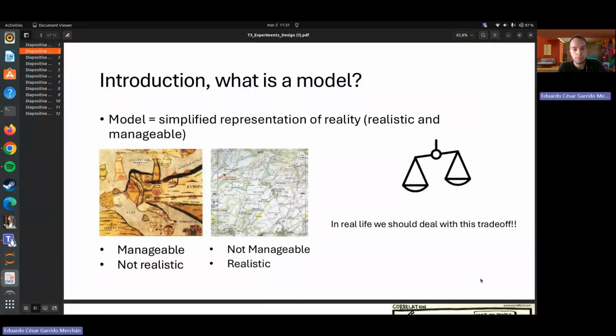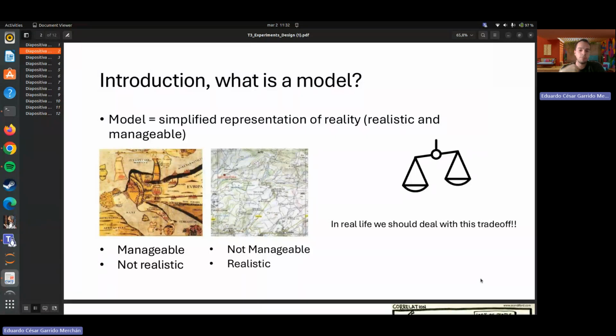Well, we are surrounded by models in real life. There are models everywhere. There is in fact a quote that says that all models are wrong, but some of them are useful. So for example, at the left, we see a model that is obviously wrong about the map of Europe, but it was manageable and it was useful for the people in that era.